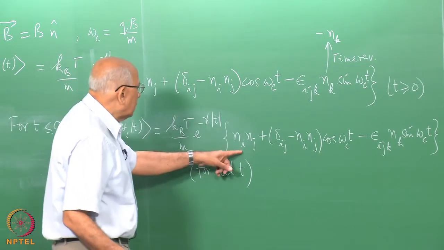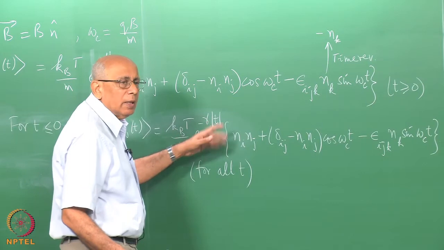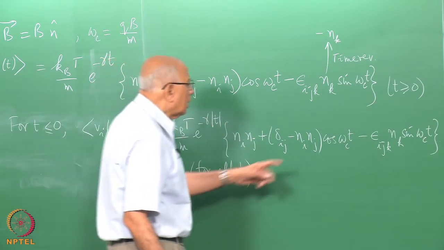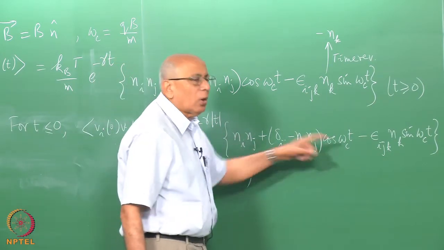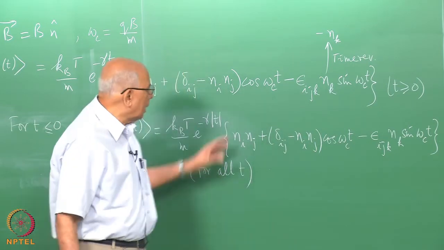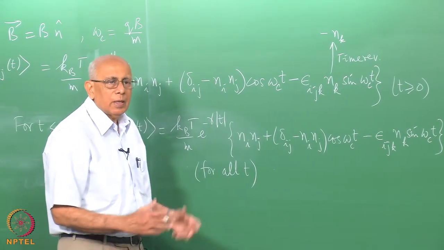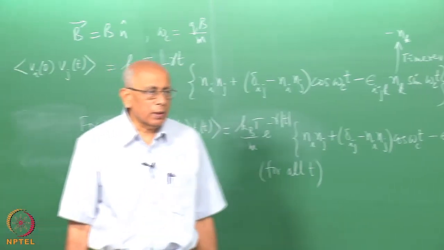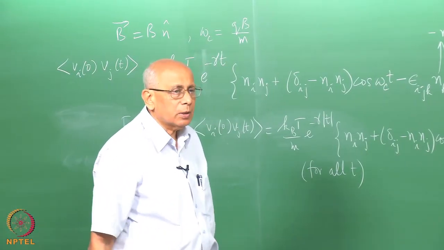First of all, this term is immediately obvious, it's e to the minus gamma t, that's just a 1 over gamma. This term has an e to the minus gamma t cos omega t, which is gamma divided by omega squared plus gamma squared, that's it. So we can write the answer down explicitly.